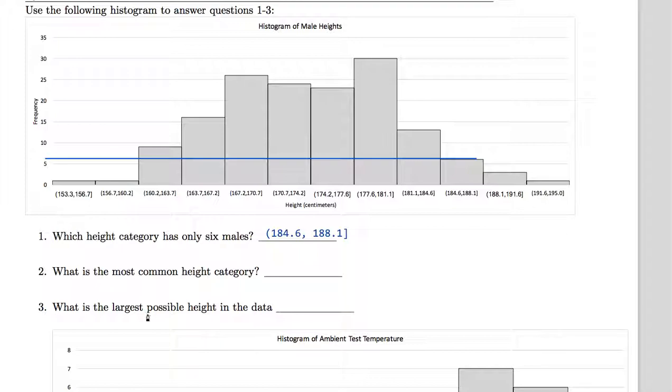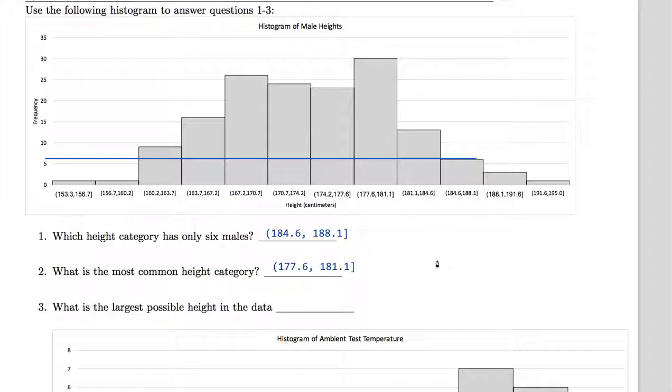The next question, what is the most common height category? So the most common one is the one that occurs most frequently. So on the frequency scale, we find the highest bar, and it's this one here, associated with 177.6 to 181.1 centimeters. So that's the category that is most common then.